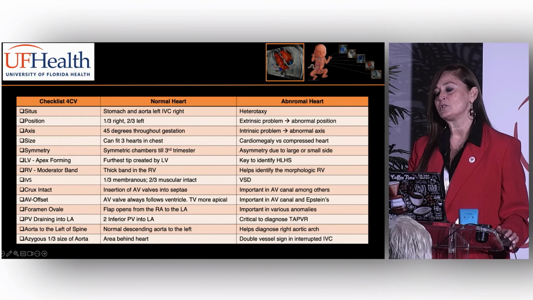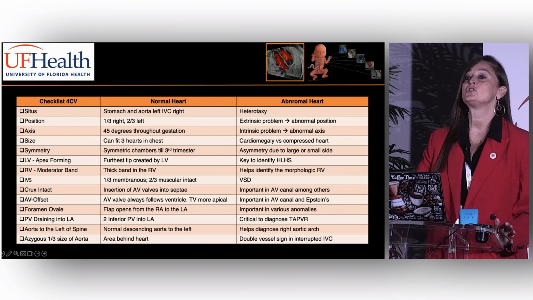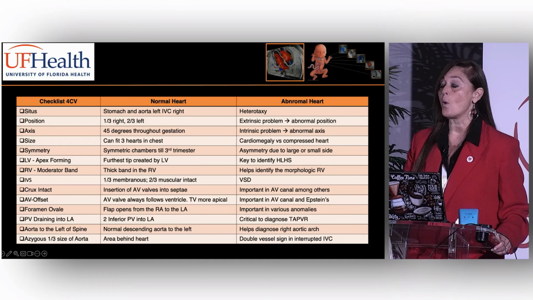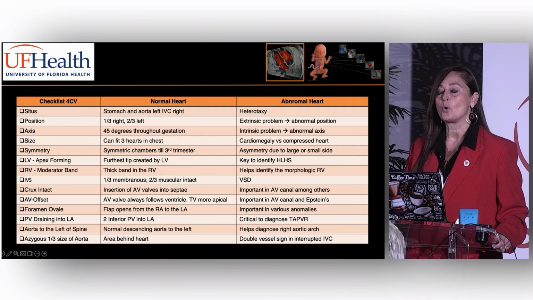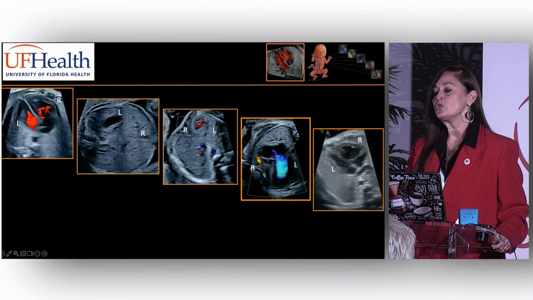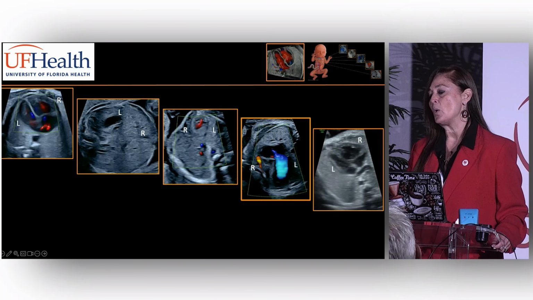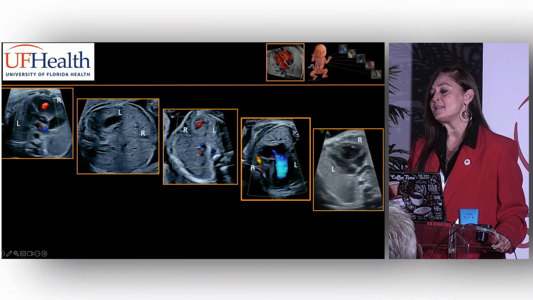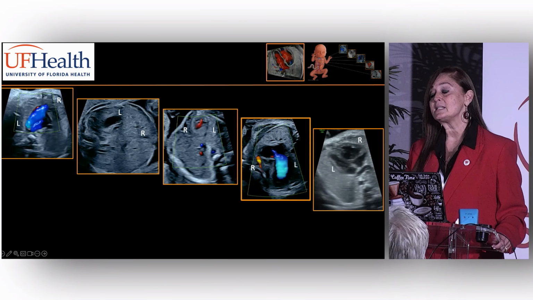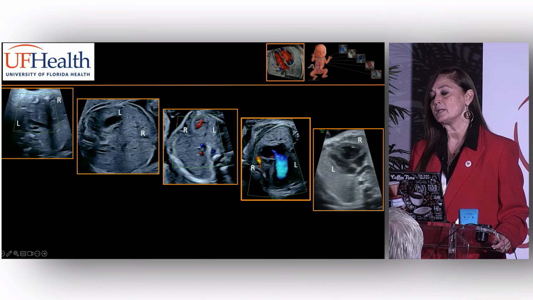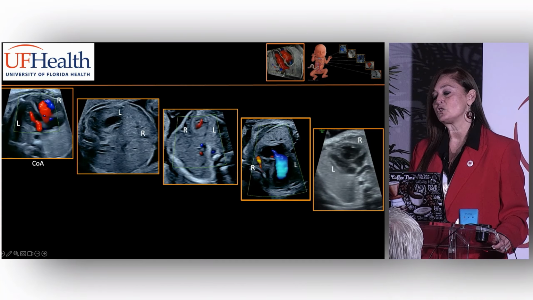And with the checklist for the four-chamber view, there is so much that you can check for at each level in normal and abnormal hearts. So here are some examples that I hope you will be able to see. In this first example, I hope you can notice there is ventricular disproportion, with the left side much smaller.